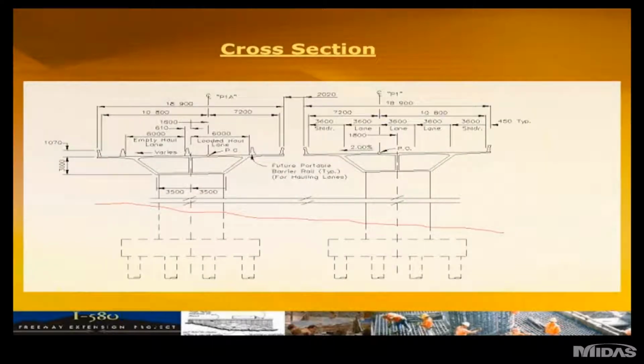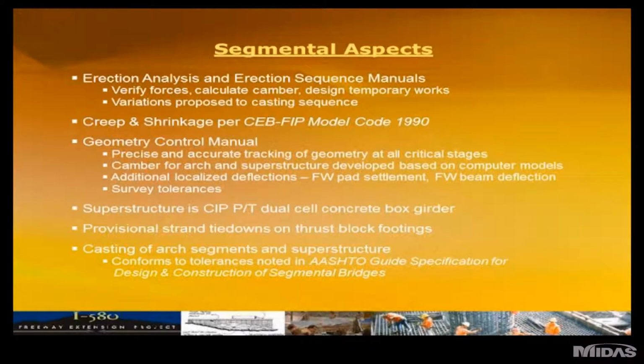And a typical cross section of both bridges gives you an idea of what the side by side view looks like. So segmental aspects are typical for this type of construction: erection analysis, erection sequence manuals, which verify all the forces, the cambers, the temporary works designs, variations in casting sequences, creep and shrinkage per the 1990 FIP model code, geometry control. The structure required very precise, accurate tracking of geometry, which I'll explain later why.